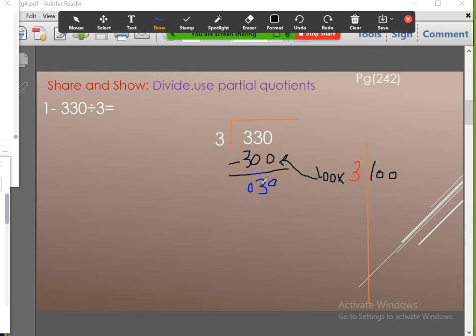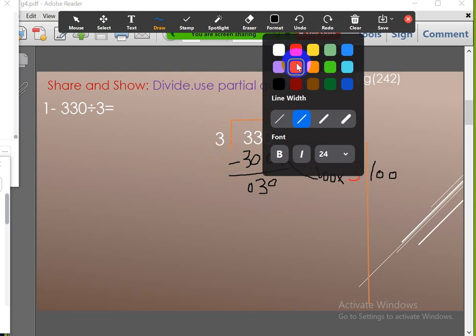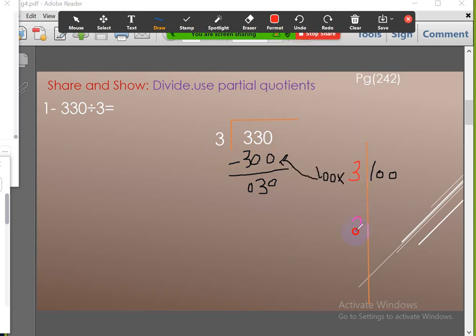Now, look girls, the number left with me is what? It is 30. Can I divide 30 by 3? Yes, I can. 30 is greater than 3, so I can divide it by 3. So I will take the divisor also, which is 3, and multiply it with a number. Which number will I multiply it with? 3 times it will give me 30. Tell me which number I will multiply with this divisor to give me 30. Very good girls, it's 10.